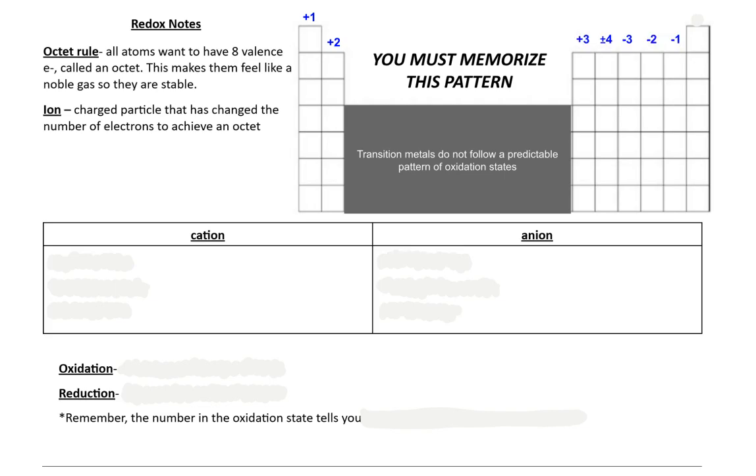And then our pattern continues over here. We have +3, plus or -4. We'll talk about that. And then it flips, -3, -2, -1, and 0. In the middle, our transition metals don't follow a predictable pattern, but we're going to talk about what happens there.